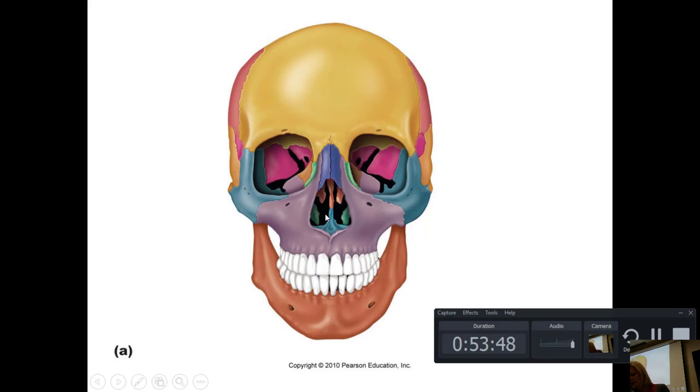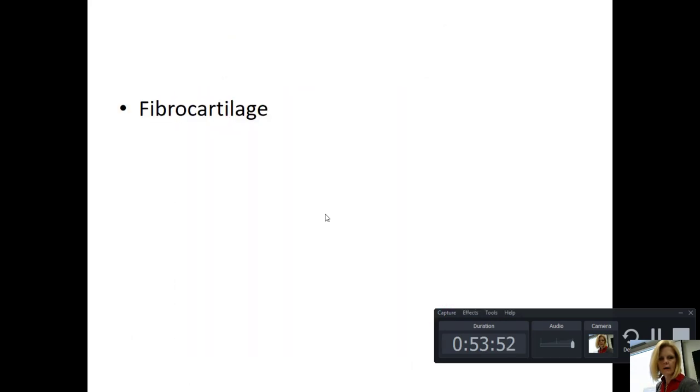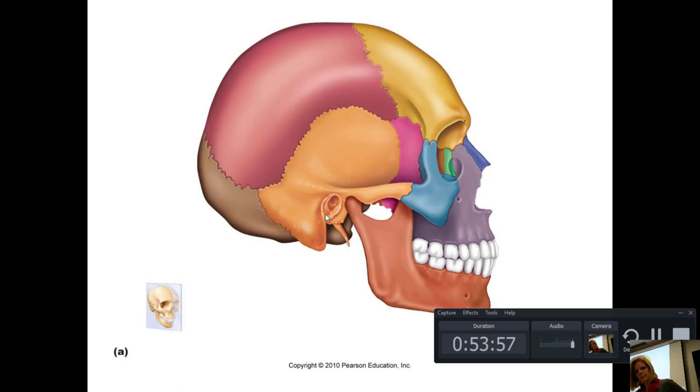All right, then we're on page 11 now. We're going to look at the sutures, which are the fused separations between these skull bones.